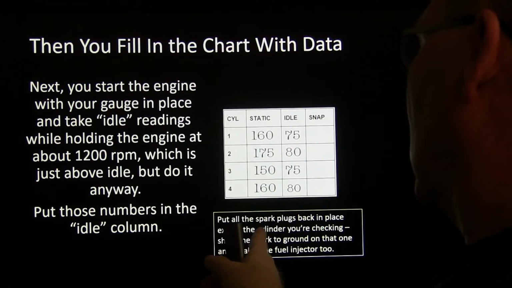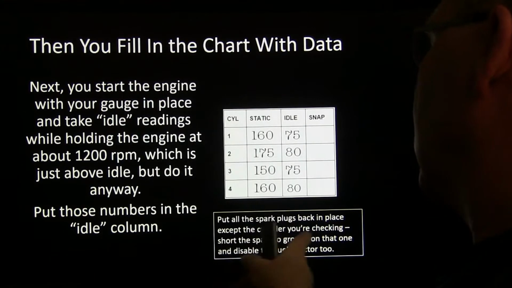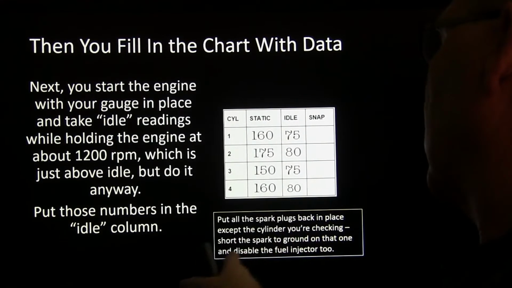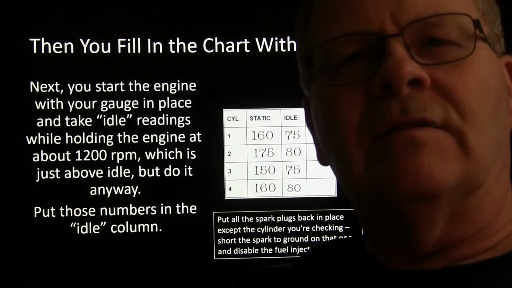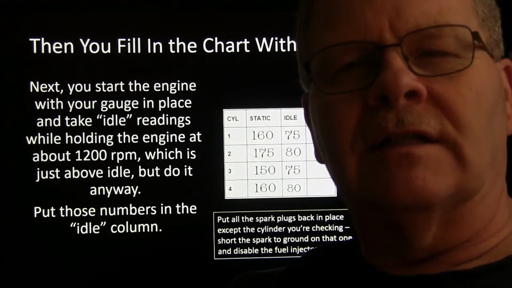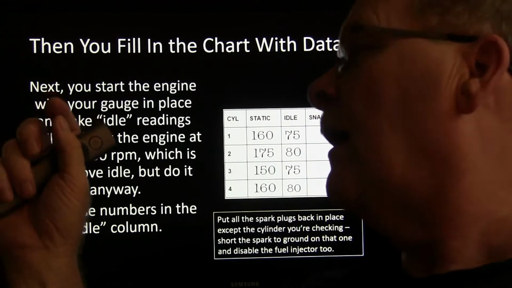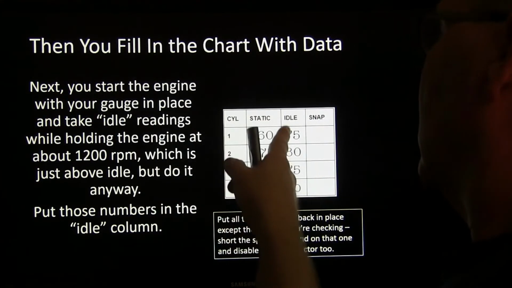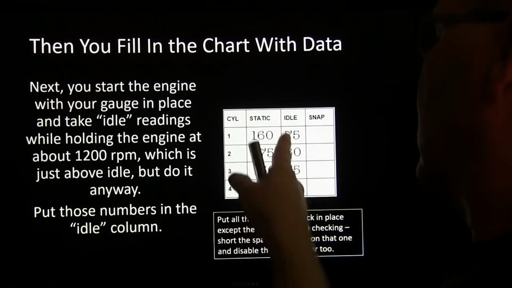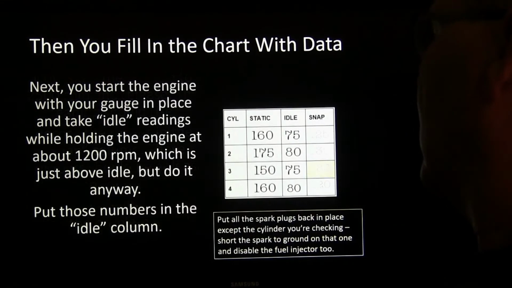Okay, put all the spark plugs back in place except the cylinder you're checking and short that spark to ground on that one. Don't just leave the spark plug wire disconnected, because that spark's going to find somewhere to go and it may go back and find something you don't want it to find. Alright, so just giving you your idle numbers. Notice these numbers are a lot lower than that other one.